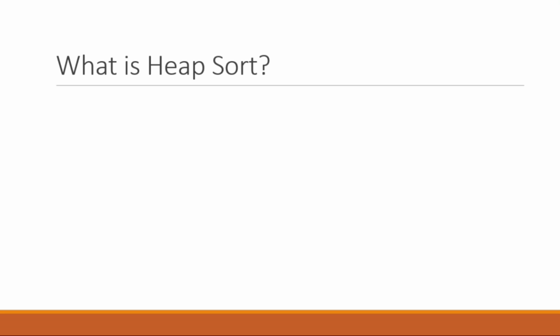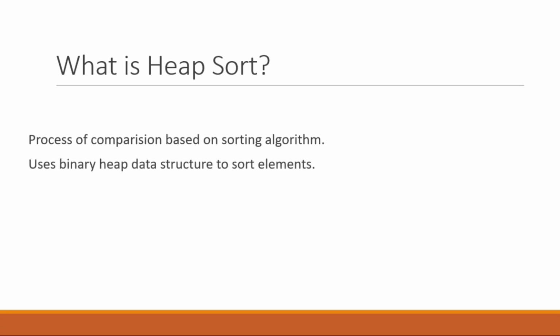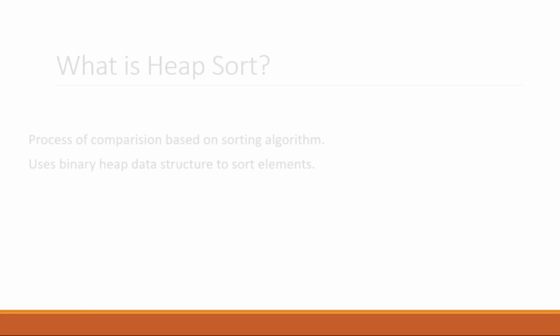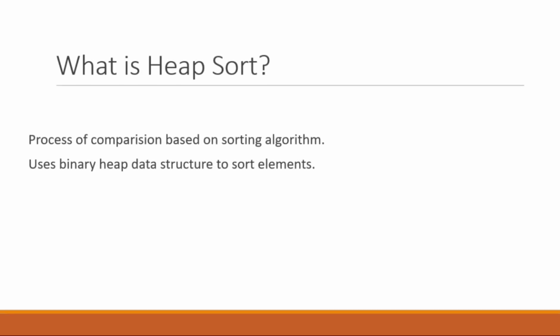So let's begin. What is heap sort? Heap sort is a comparison based algorithm. It works by visualizing the elements of an array as a special kind of binary tree called a heap. It involves building a heap data structure from a given array and then utilizing the heap to sort the array.